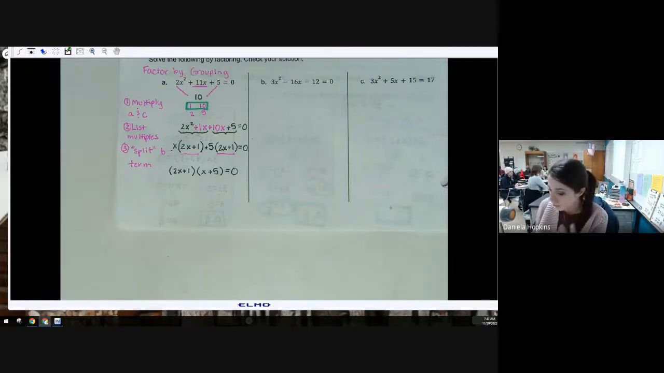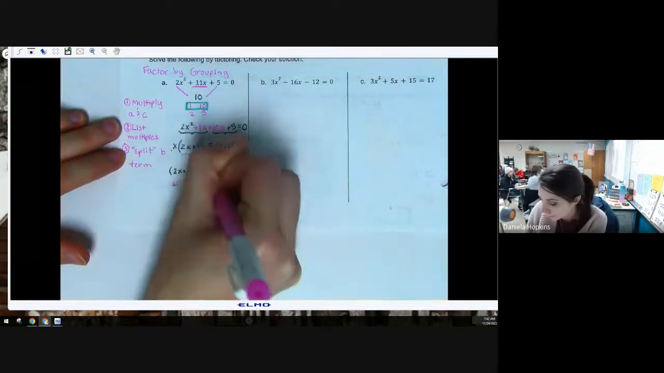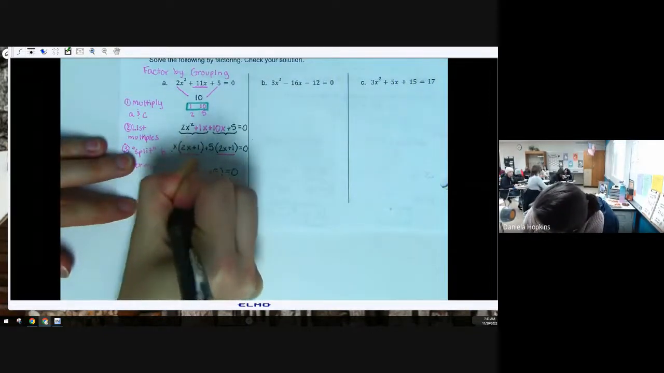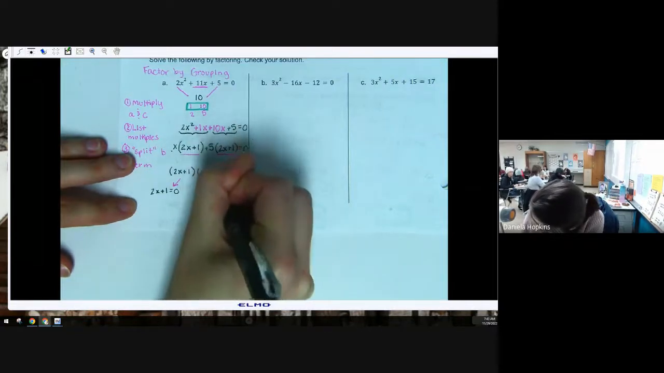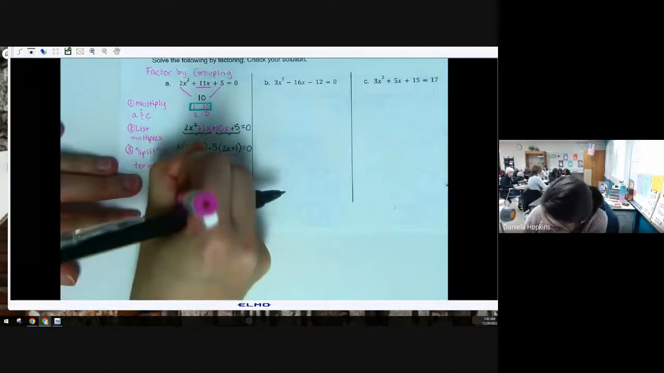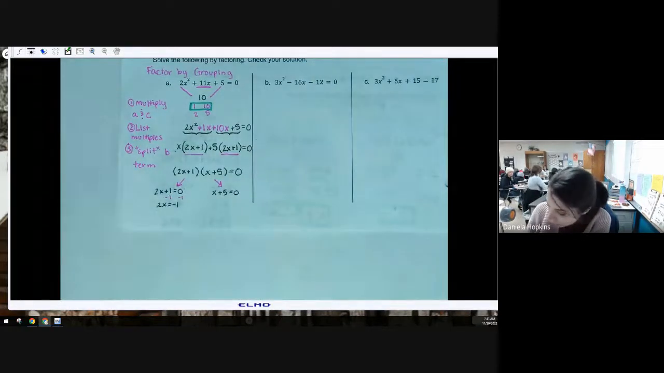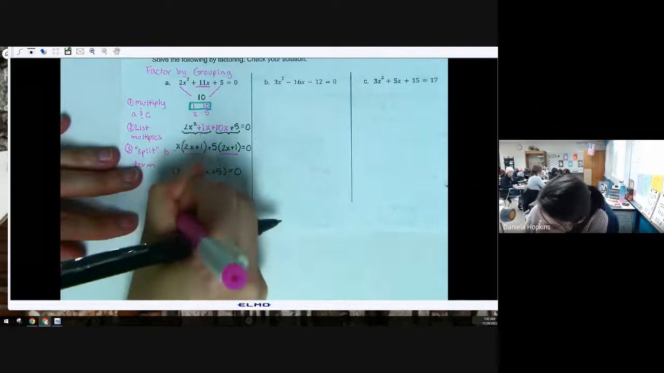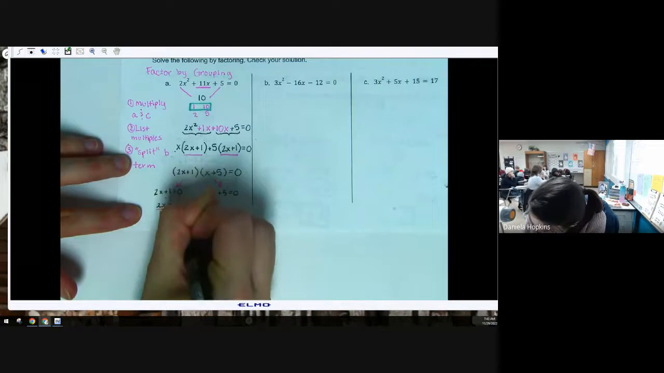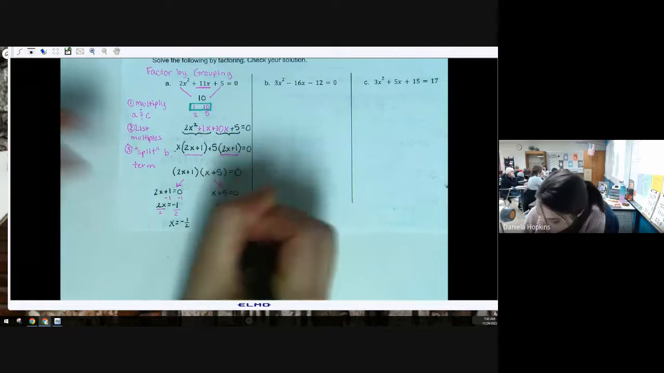But now that I have this factored, I'm good to use that zero product property. So now I split these off. I have 2x plus 1 equals 0, and I have x plus 5 equals 0. So here I can subtract 1. So I have 2x equals -1. Divide by 2 on both sides. Sorry, my handwriting is getting smaller and smaller. So I get x equals -1/2. That's one of my solutions. And over here, I'd subtract 5 from both sides, and I'd get x equals -5.